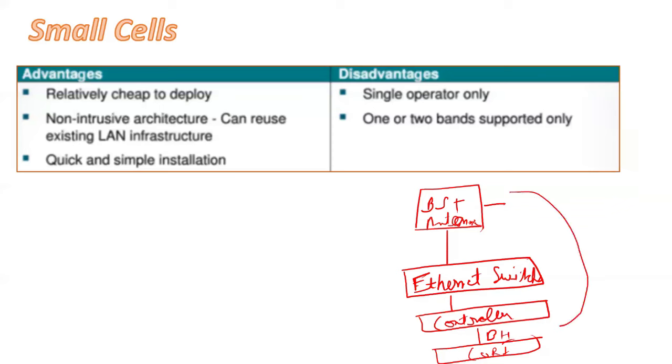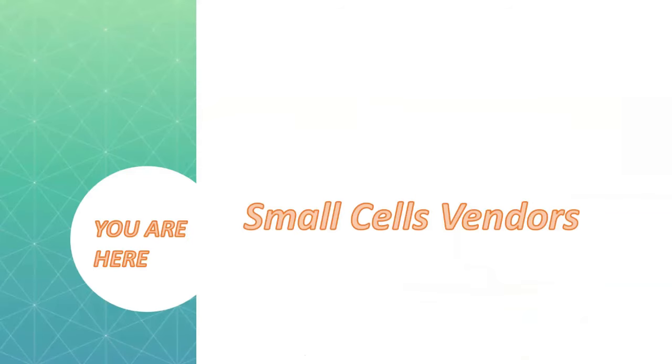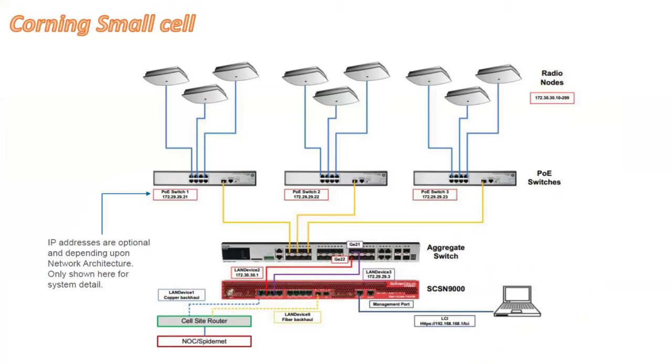So these are a few advantages and disadvantages. It is relatively cheap to deploy, but it has some disadvantages like single operator only, and it has one or two bands supported, right? Let's talk about some of the small cell vendors. One of the important vendors is the Corning small cell. So you can see the basic structure.